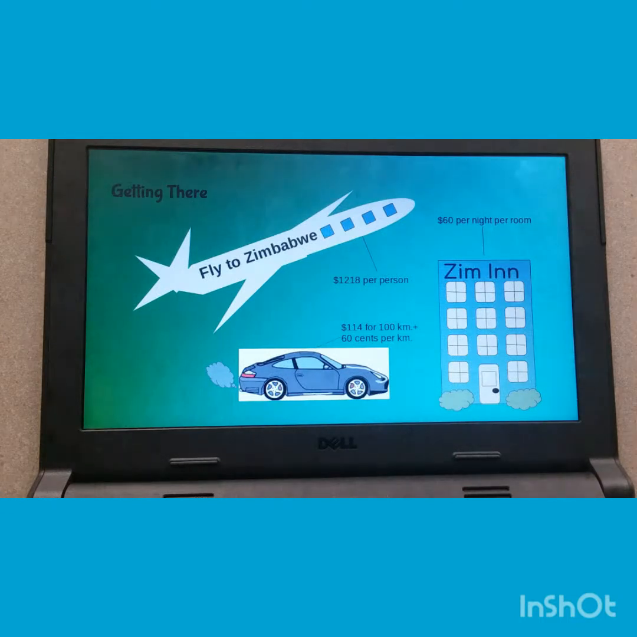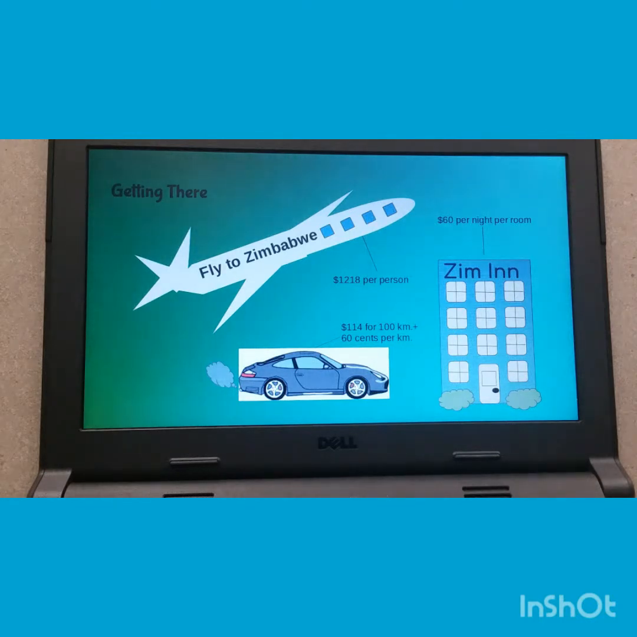So, while we need to have the resources for our prototype, we also need to actually get to Zimbabwe. 2 plane tickets from Denver, Colorado to New York City, New York, and New York City, New York to Harare, Zimbabwe will cost around $1,218 per person.